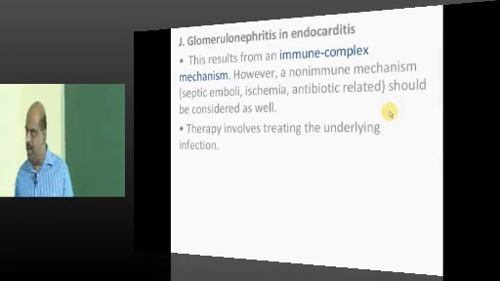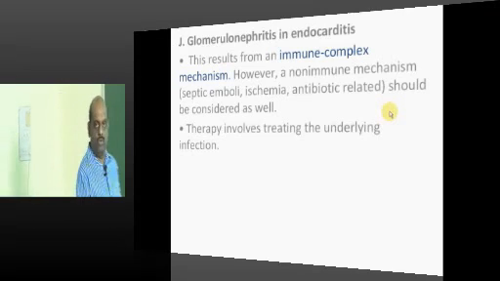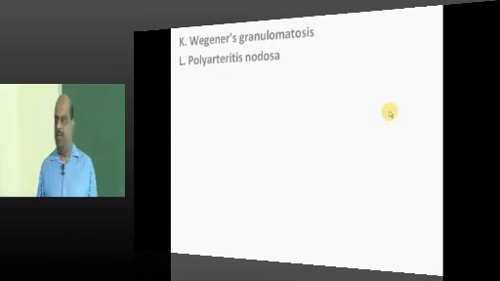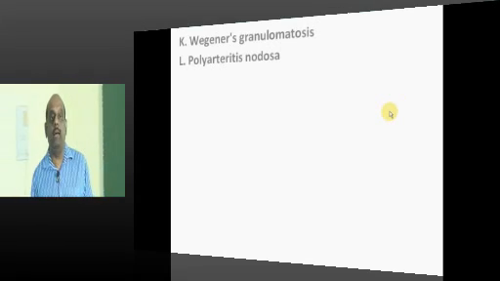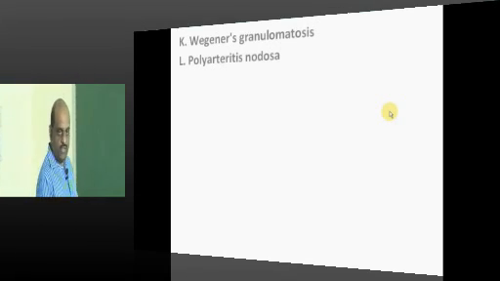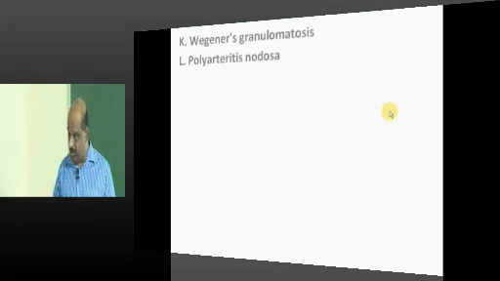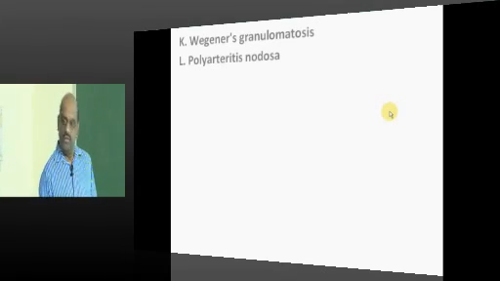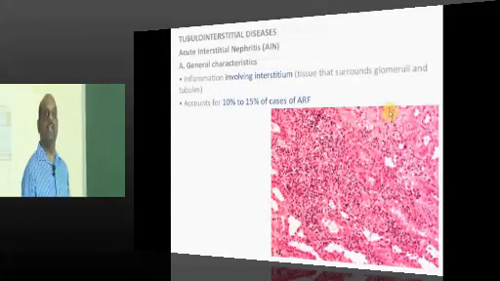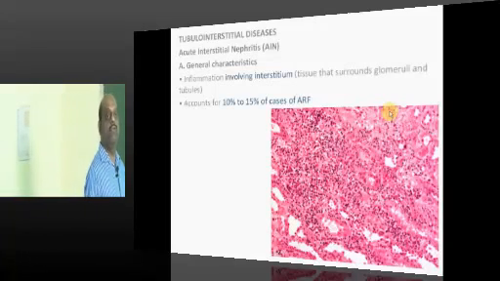Then those who have endocarditis can develop glomerulonephritis because of immune complex deposition. Vasculitis can be one of the causes of secondary glomerulopathy. Polyarteritis nodosa can involve the kidneys and lead to the development of secondary glomerulopathy. So that is all the story of glomerulonephritis.